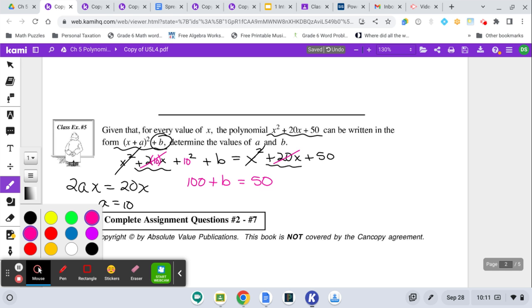That all make sense? Yeah. Okay, so you can subtract 100 if you wanted to. And then there's your b, and there's your a.